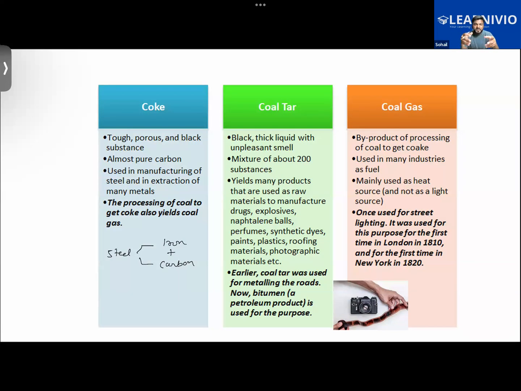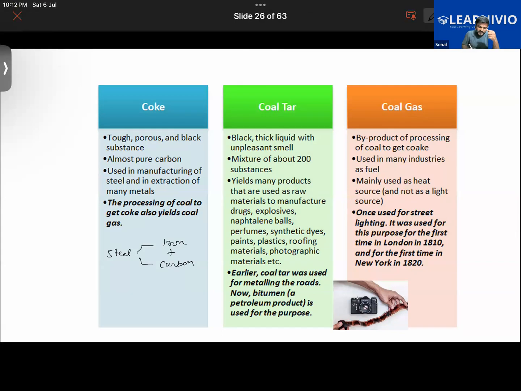So the thing is that coal tar had an excellent adhesive property. You understand adhesive property, right? Say you have two pieces of stone. Using the coal tar, they could be joined. So it acted as an adhesive material, just like the different kinds of gums which we use to stick papers and other materials. So it has an excellent adhesive property.